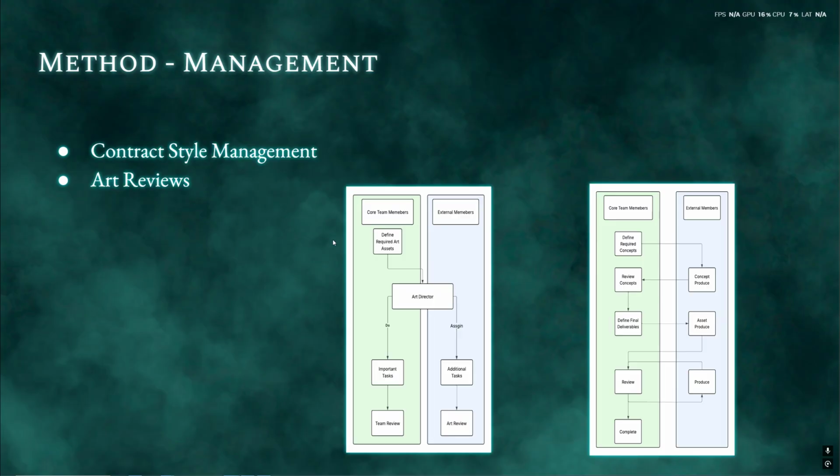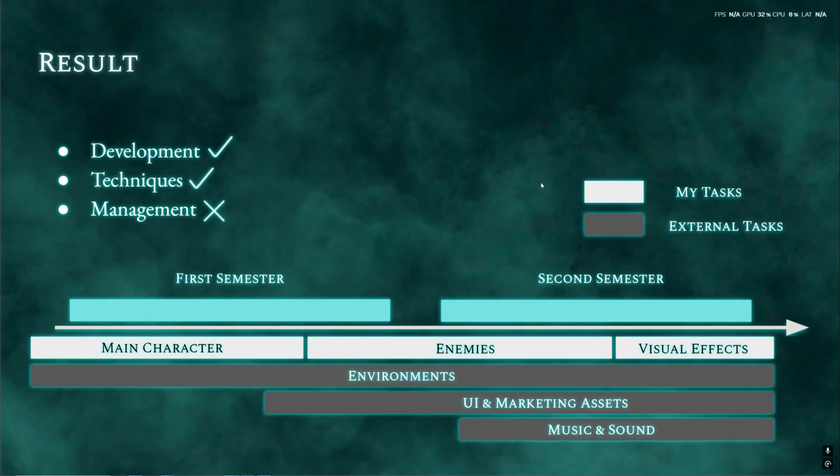For management, we used contracts to manage external members. The left chart shows the steps for me to assign unique assets, while the right side chart shows the steps for art review and for external members. So as a result, the art development was fine. Below is our art timeline through 2 semesters.